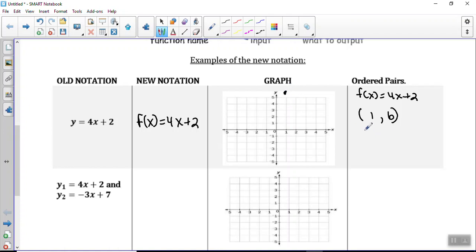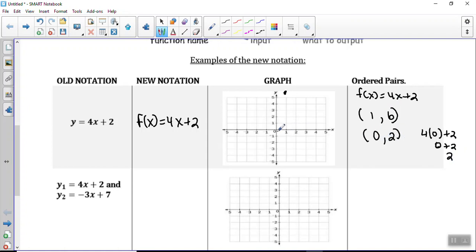Okay, let me look at another coordinate. Let me look at what this function is doing at 0. I'll do the work for you so you see. Instead of x, I'm going to plug in 0: 4 times 0 is 0, not 4. 0 plus 2 is 2. So when I plug in 0 for x, my output is 2. So that's my ordered pair.